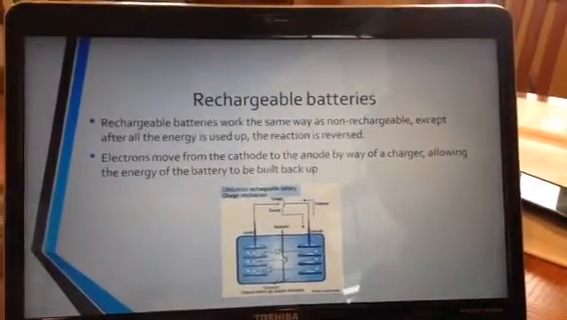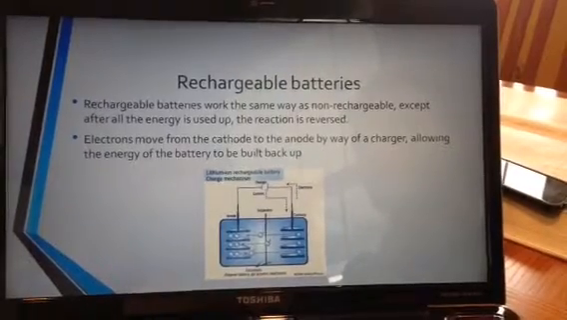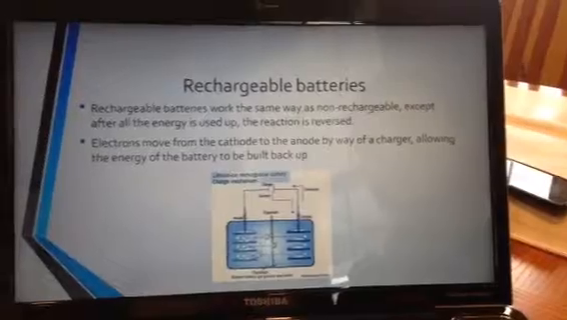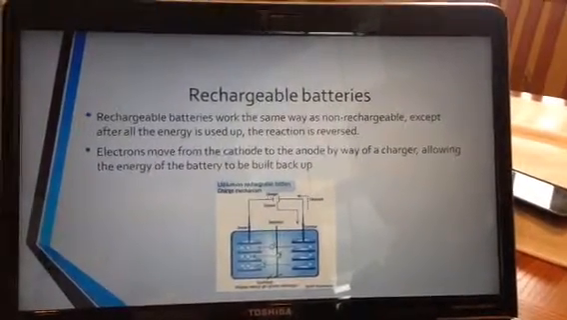Rechargeable batteries work the same way as non-rechargeable batteries, except after all the energy is used up, the reaction is reversed. Electrons move from the cathode to the anode by way of a charger, allowing the energy of the battery to be built back up, thus recharged.